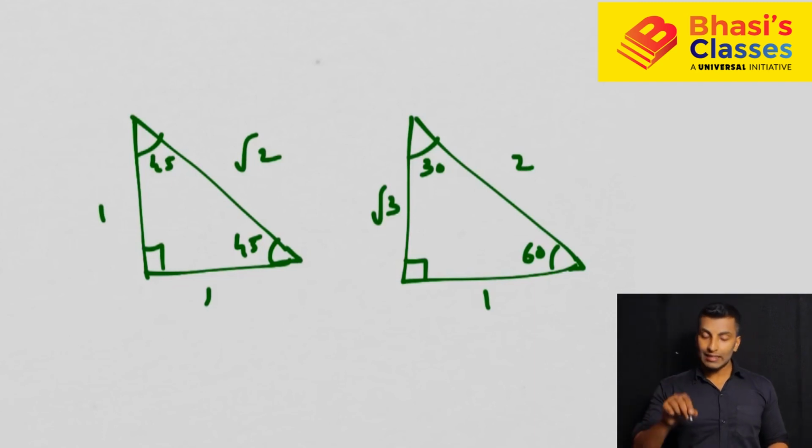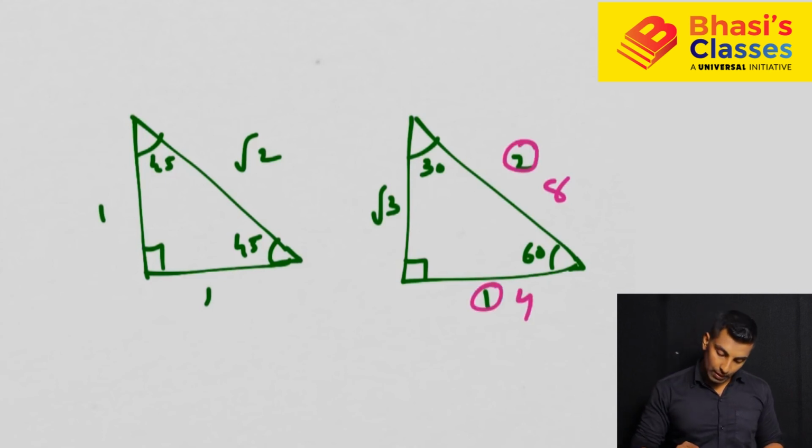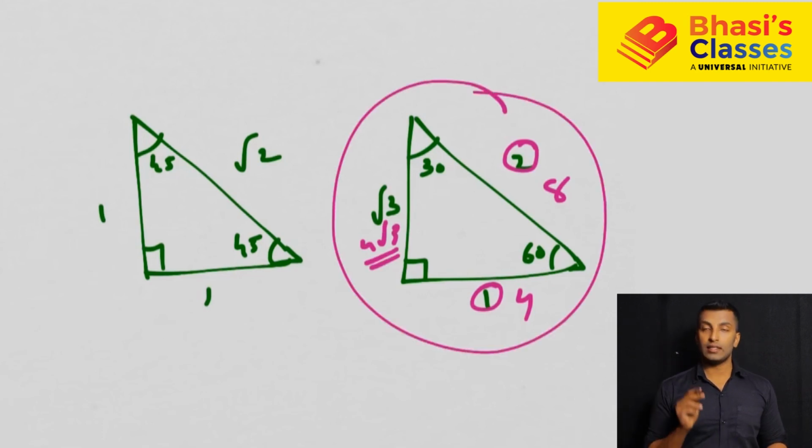Okay. So if one side is given as 8, then what will this be? Since 2 is 8, 1 will be 4. So if 1 is 4, this will be 4 root 3. That's how you need to find it. So just keep in mind this ratio, 45, 45, 90 and 30, 60, 90. These are the two triangles which are possible. So 1, 1, root 2 and 1, root 3, 2.